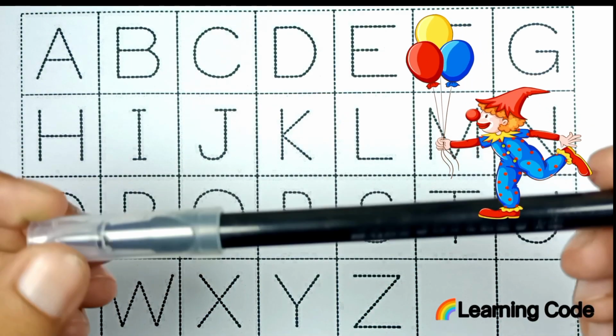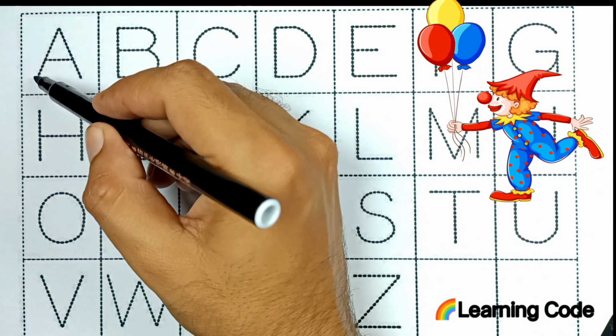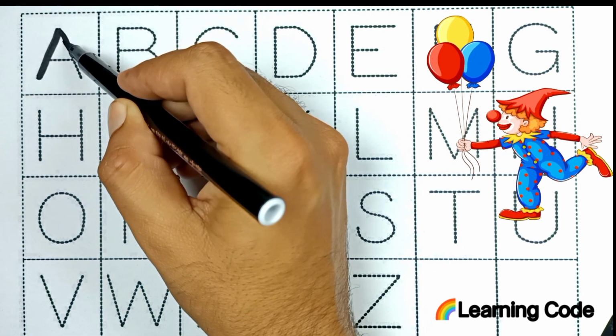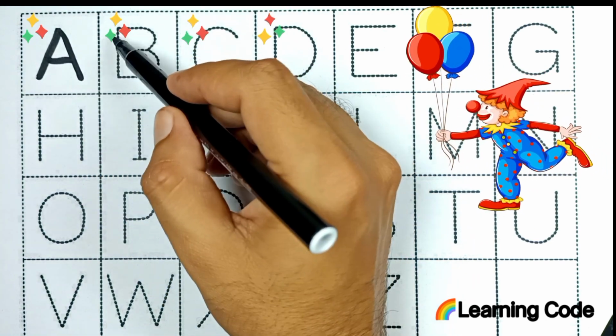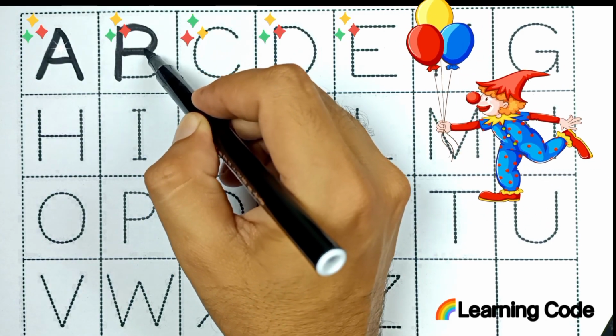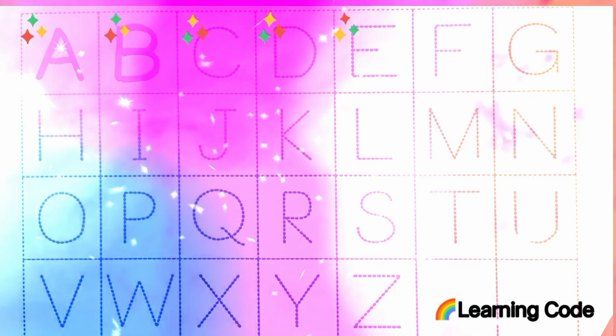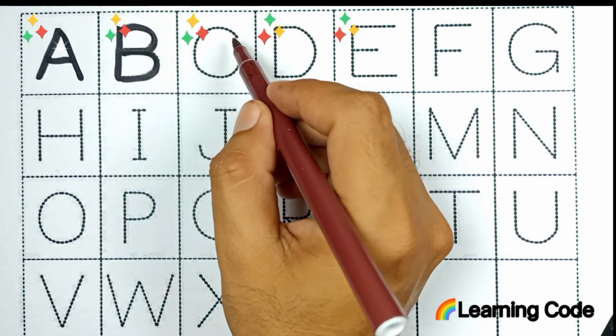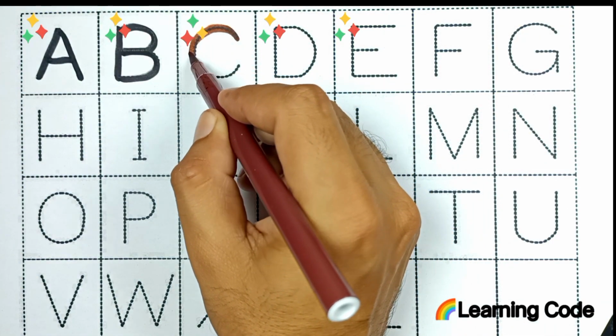Today we bring you a new video, A to Z alphabets. Black color. A. A for Apple. B. B for Banana. Brown color. C. C for Cat.